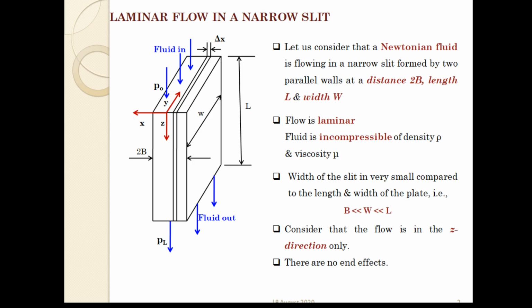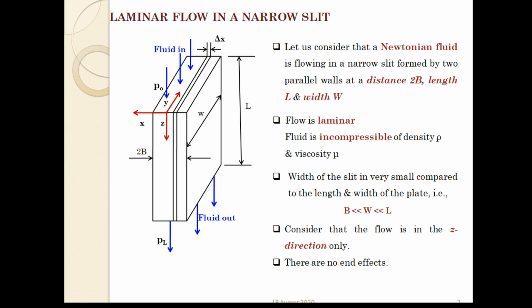Now we have the flow from top to bottom, and the width of the narrow slit is W. The length of the two plates is capital L, and Vz is the only non-zero component of velocity. Vz, the velocity in the z direction, is a function of x, not a function of z. Since it is a narrow slit, the dependence of Vz on y can be neglected.